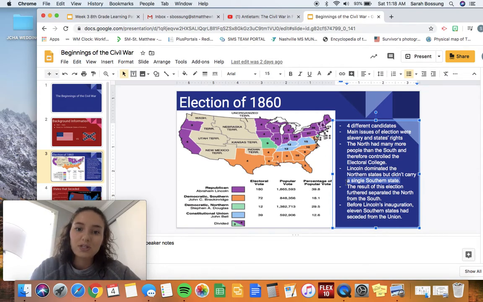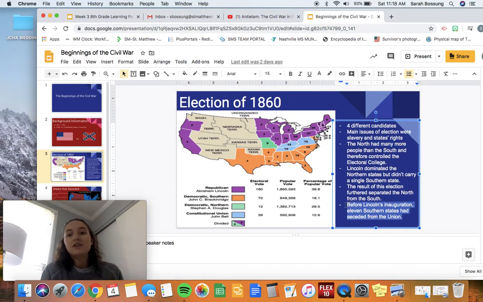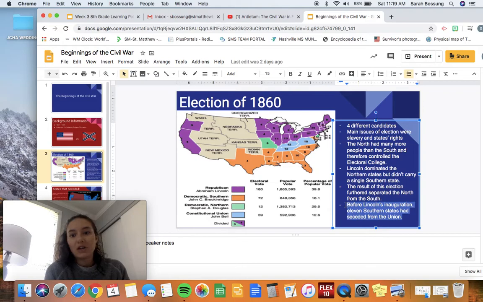The next bullet point says exactly what I just said. The result of the election further separated the North from the South. I didn't even know this, I had to look this up. Before Lincoln's inauguration, 11 southern states had seceded from the Union. I know now our inauguration for presidents is in January, but I'm not sure when it was back then. I'll have to look it up. But before Lincoln was officially in office, 11 of the southern states had already seceded. So they already are showing that they don't support Lincoln. They don't support the Union of the United States anymore, and they are ready to peace out, okay?